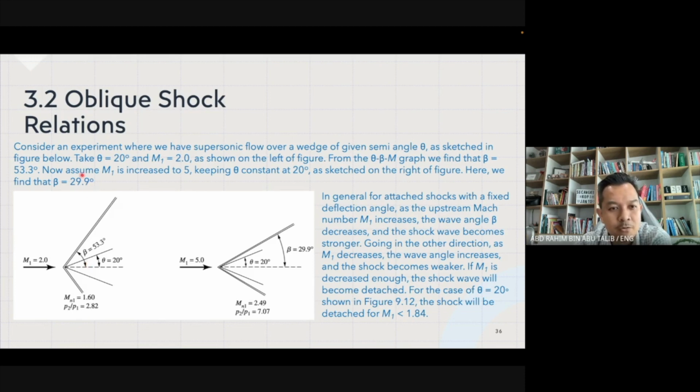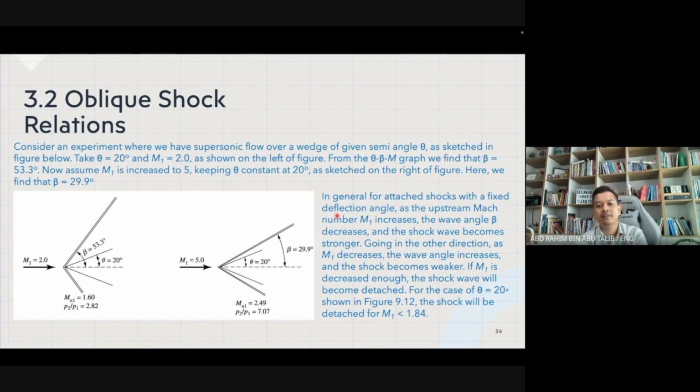Now assume the Mach number is increased from 2 to 5, keeping theta constant at 20 degrees, as sketched in this figure. Here we find that beta is now 29.9 degrees.